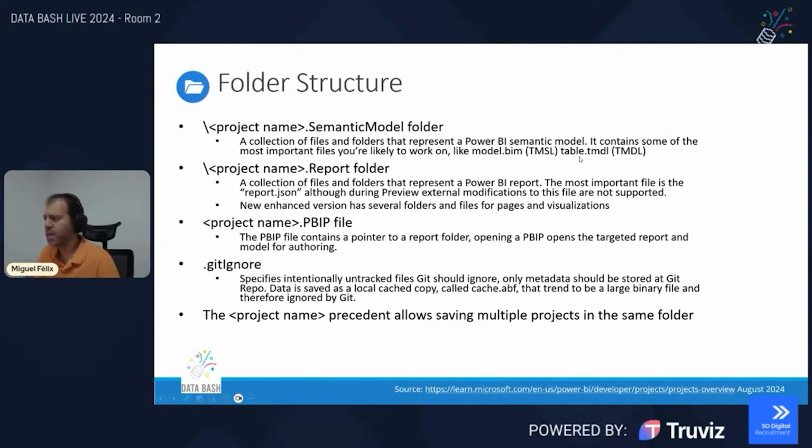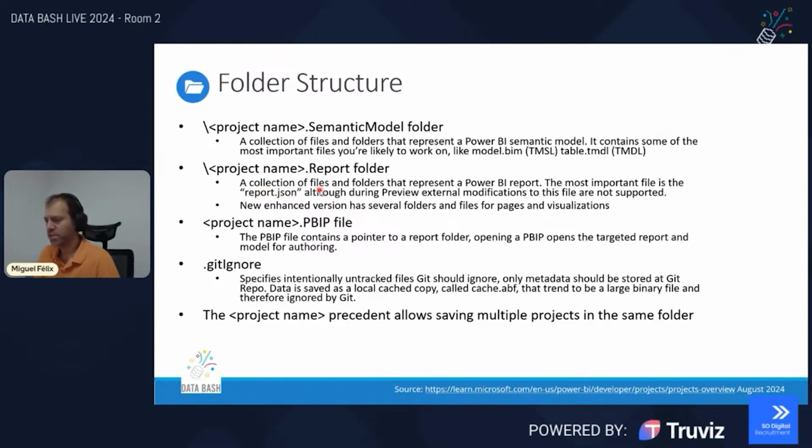Then we have the TMDL, so that for each one of the tables that you have, you'll have a file with this format, TMDL. So let's assume that you have two tables, the calendar table and the sales table. You would have on that specific project calendar.tmdl and sales.tmdl.